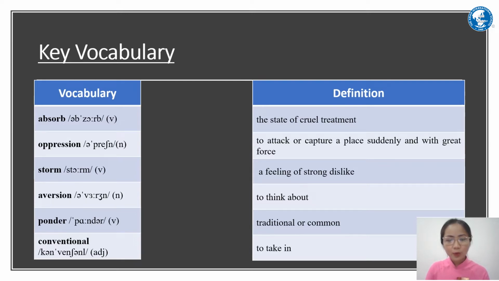Now, I have a small activity for you. So your job is to match the words on the left with the definition on the right. Of course, there are new words for you, so you need a bit of guesswork, okay? You are going to have 3 minutes to complete this task. Are you ready? Now let's get started.